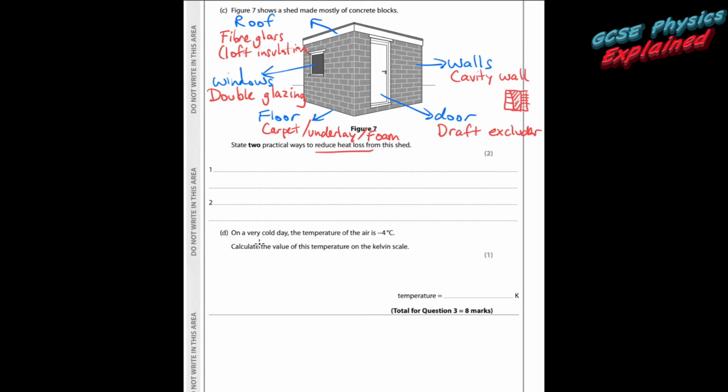Part D. On a very cool day, the temperature of the air is -4 degrees C. Calculate the value of this temperature on the Kelvin scale. Right, to work out the temperature in kelvins, you take the temperature in degrees C and you add 273 to it. So you'll have -4 degrees C plus 273, and that equals 269, and that'll be kelvins.